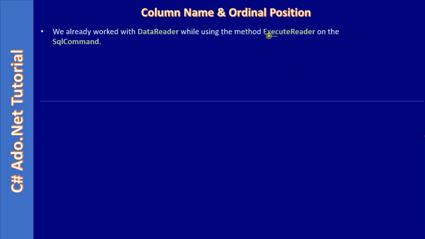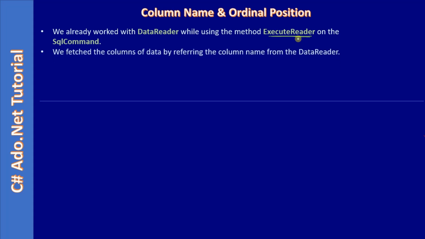In the previous video, we talked about the SQL command, right? So we learned about different methods of SQL command: ExecuteReader, ExecuteScalar, and ExecuteNonQuery. When we use ExecuteReader, it gives us the data reader, and from the data reader we fetch the content row by row and display it, right? We fetched the columns of data by referring to the column name in all our previous videos.